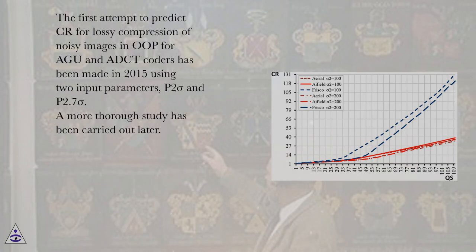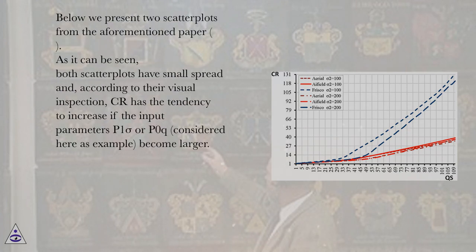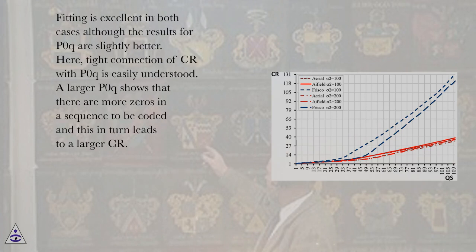The first attempt to predict CR for lossy compression of noisy images in UP for AGU and ADCT coders was made in 2015 using two input parameters, P2 sigma and P2.7 sigma. A more thorough study has been carried out later. Below we present two scatterplots from the aforementioned paper. As can be seen, both scatterplots have small spread and, according to their visual inspection, CR tends to increase if the input parameters P1 sigma or P0Q, considered here as examples, become larger. Fitting is excellent in both cases although the results for P0Q are slightly better.